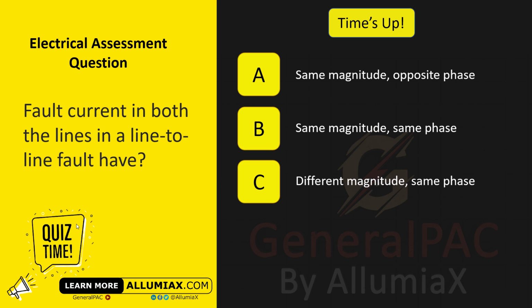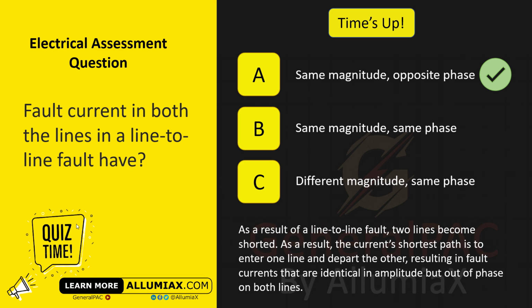Time's up. The answer is A. Same magnitude, opposite phase. As a result of a line-to-line fault, two lines become shorted. As a result, the current's shortest path is to enter one line and depart the other, resulting in fault currents that are identical in amplitude but out of phase on both lines.